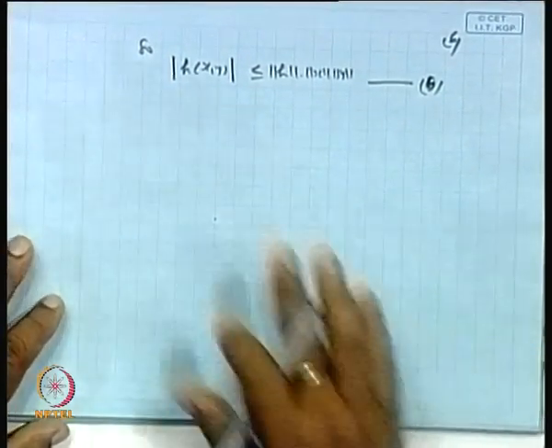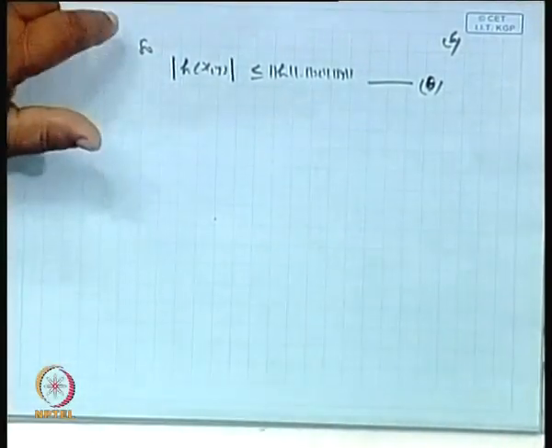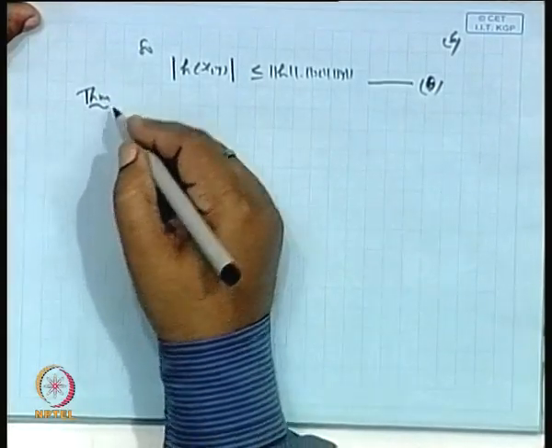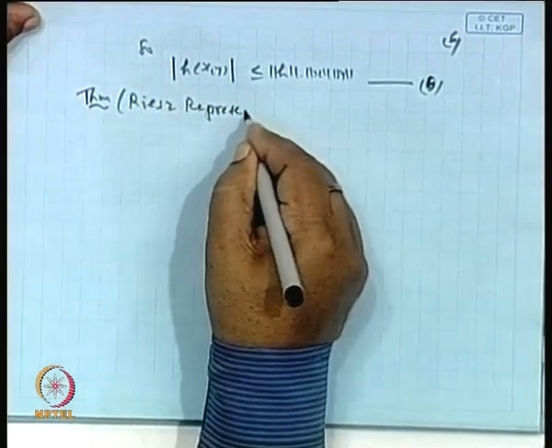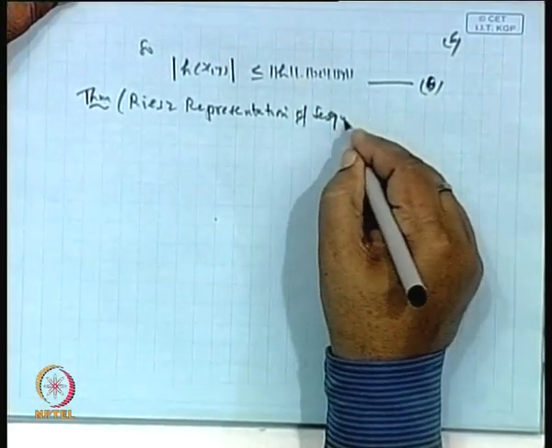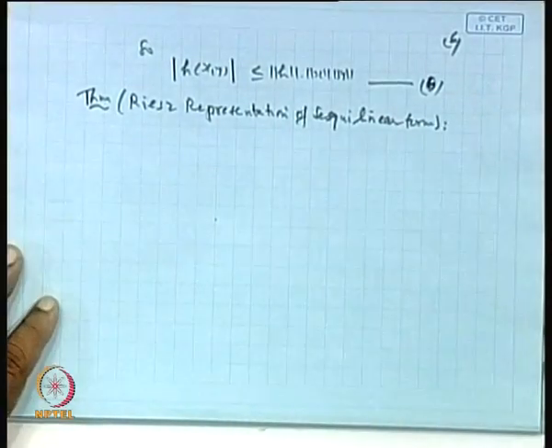Now, Riesz has also given the representation of this sesquilinear form, just like he gave the representation of the bounded linear functional in the form of an inner product. Similarly, he has also given another result which tells how this bounded form behaves over Hilbert spaces. So, again we have a theorem given by Riesz, the Riesz representation of sesquilinear form. Okay. So, what does this say?